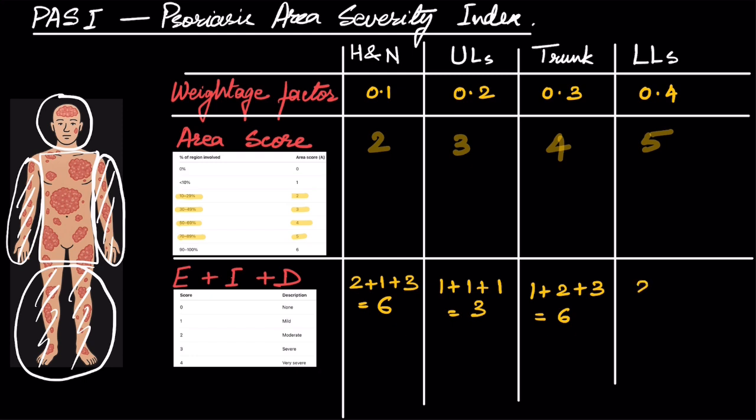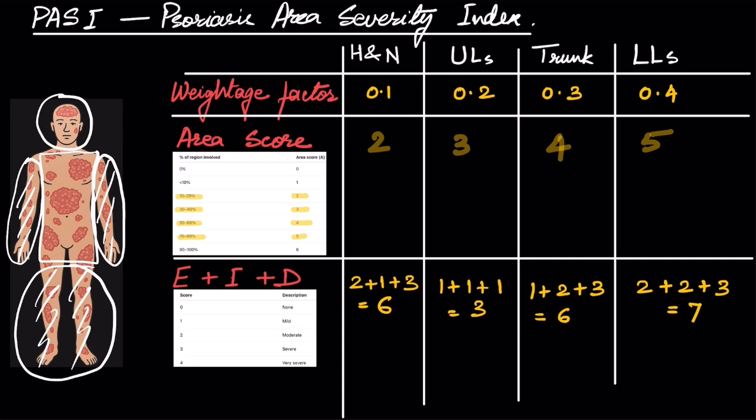Now in lower limbs we see that erythema was moderate, we give 2, plus induration was also moderate, we give 2, while scaling was severe, we give 3. So 2 plus 2 plus 3 is 7. We'll note it down as 7.